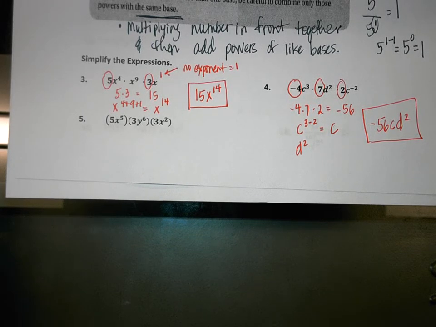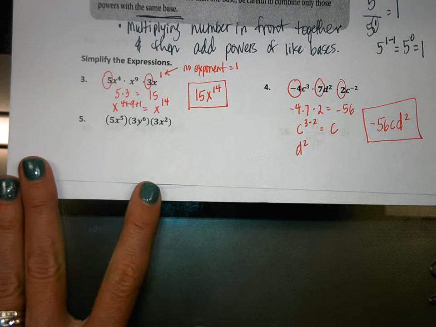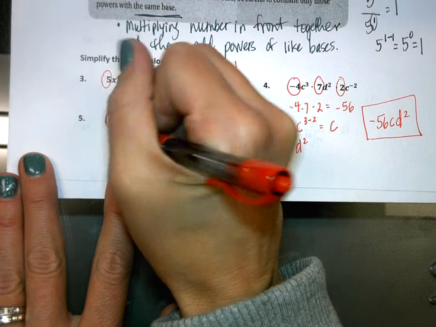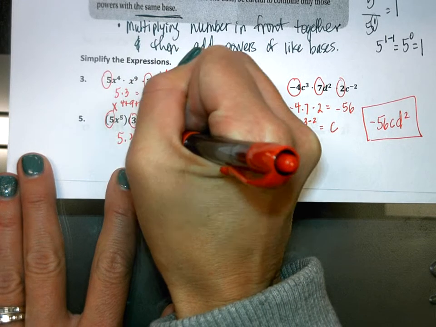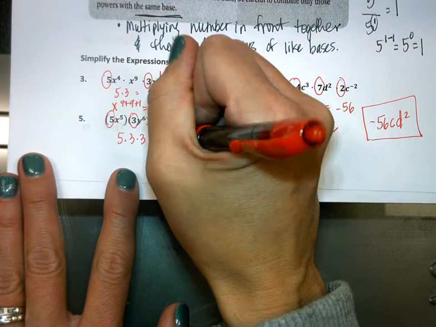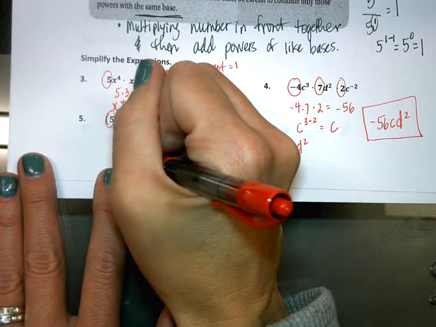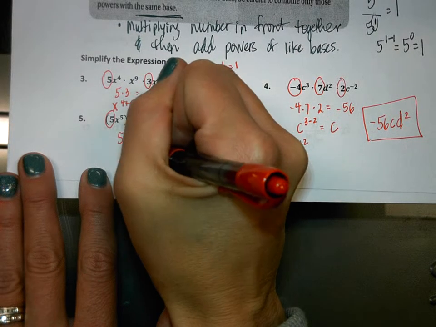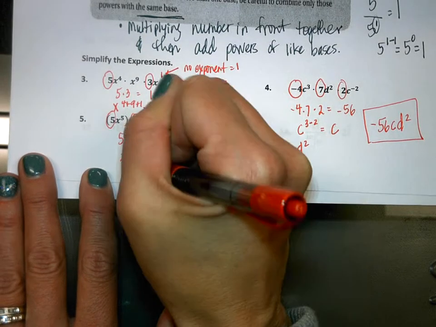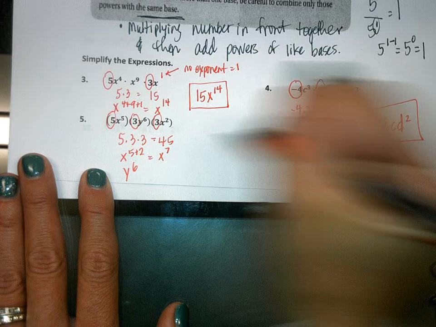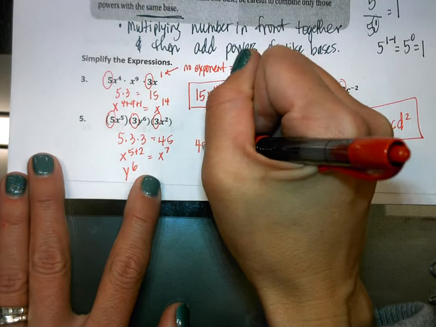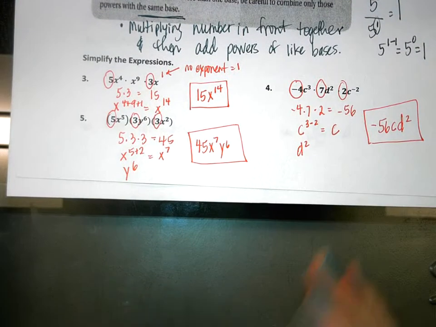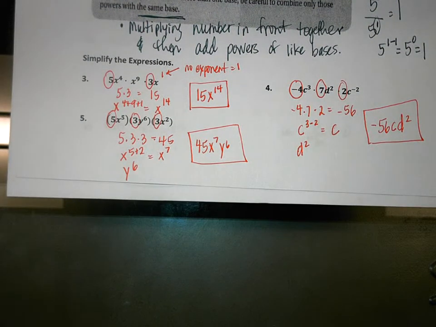Okay, number 5. So what are the numbers I'm going to multiply together on 5? Good, 5, 3, and 3. So 5 times 3 times 3 equals 45. Good. Then I'm going to go with my x's, and I have x to the what? Good. 5 plus 2, which makes x to the 7th. And then I just have y to the 6th. And so my answer is 45, x to the 7th, y to the 6th. Okay, any questions on this before we move on?